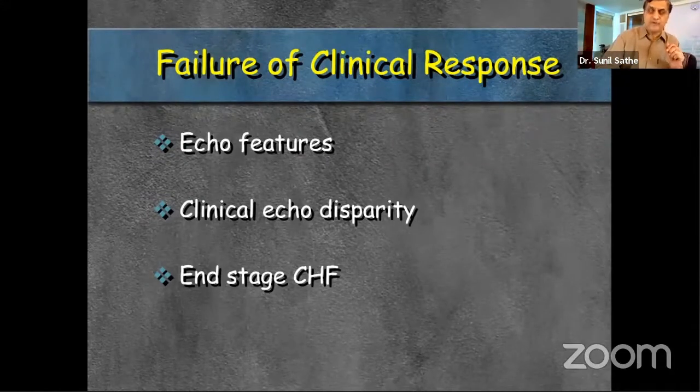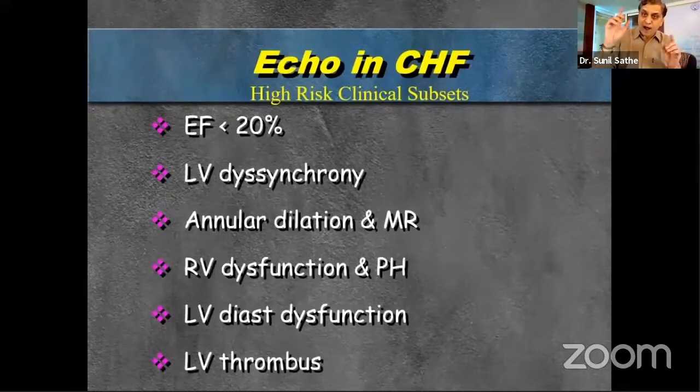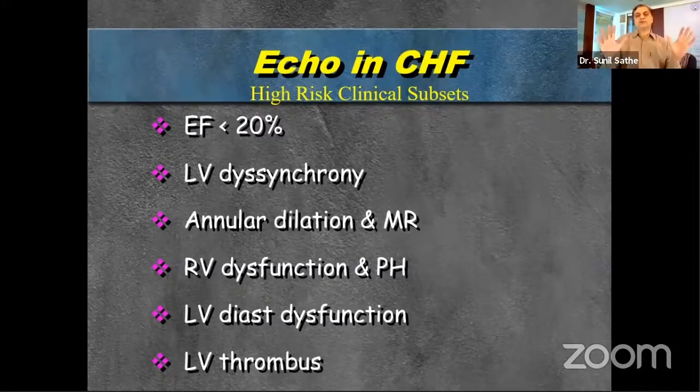Now, what are the echo features? So when you look, ask for an echo from a cardiologist. It is just not the ejection fraction. Just don't look at it, 22%, some say it's 25, it's all eyeballing. So just don't go only by ejection fraction. The echo features which will give you high-risk clinical subsets: EF less than 20, LV dyssynchrony, annular dilatation and mitral regurgitation of the left ventricle, RV dysfunction and pulmonary hypertension, LV diastolic dysfunction, LV thrombus. These are the 7 parameters where my clinical response is going to be suboptimal.